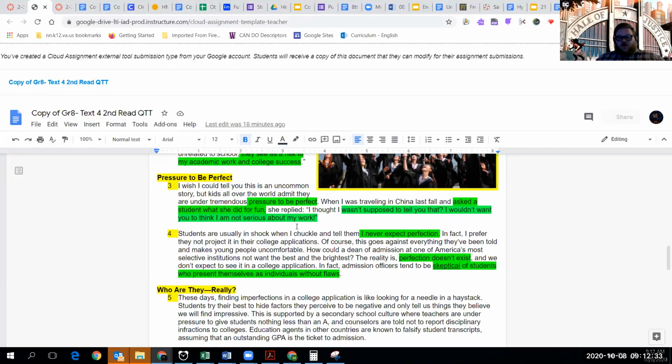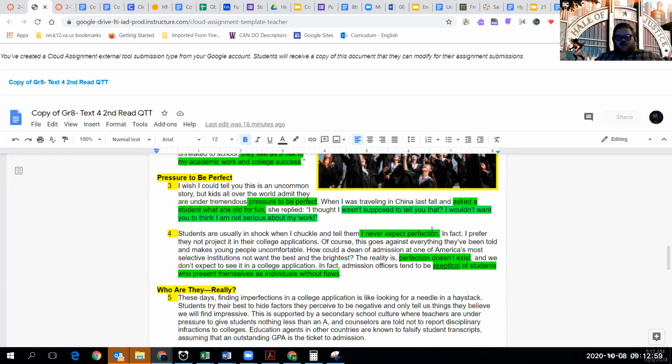All right, the final paragraph that we'll do together. Students are usually in shock when I chuckle and tell them, "I never expect perfection." That's good. That's good news. I highlighted it. In fact, I prefer that they not project it in their college applications. Of course, this goes against everything they've been told and makes young people uncomfortable. Now, I could have highlighted that, but I think I already have a good sense of what's powerful in this.